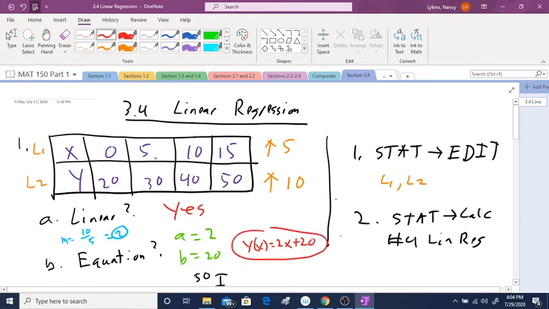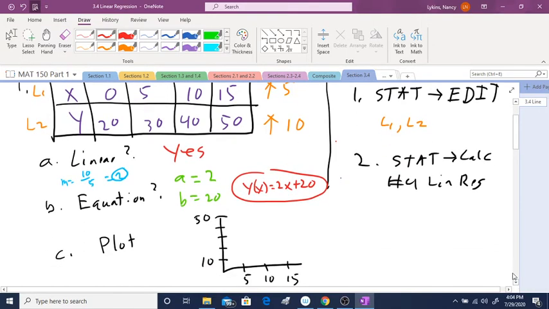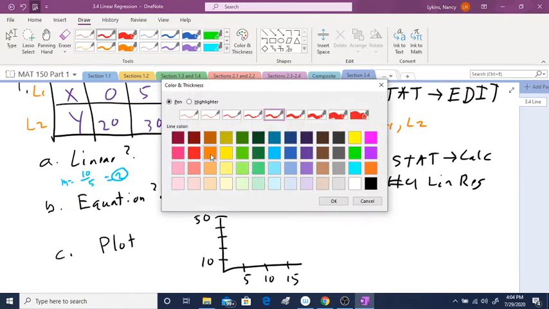And all you have to do is look at the values of your table. 0 times 2 is 0, plus 20 is 20. 5 times 2 is 10, plus 20 is the 30 right here. 10 times 2 is 20, plus 20 is 40. So it does work. But now you may be asked to plot the points. You're not plotting the equation, you're plotting the points.